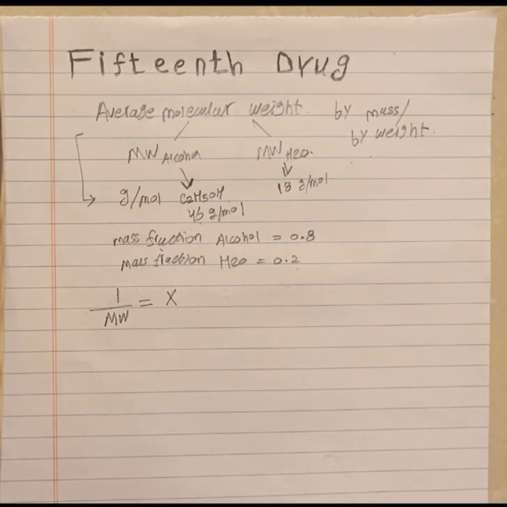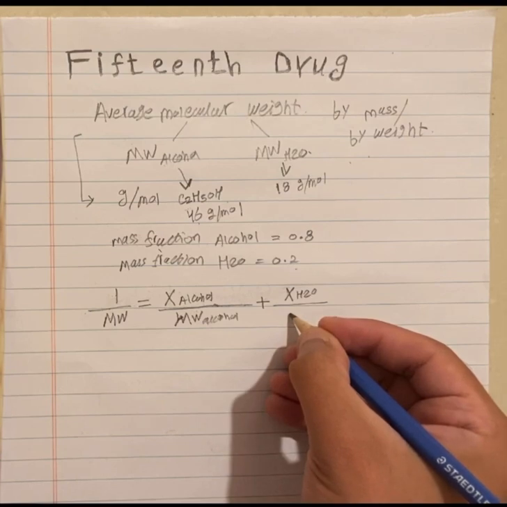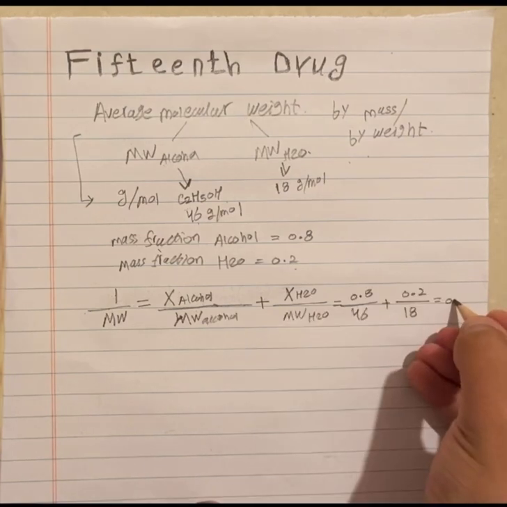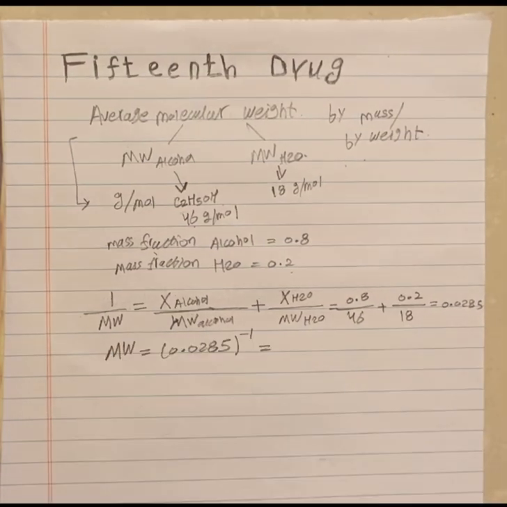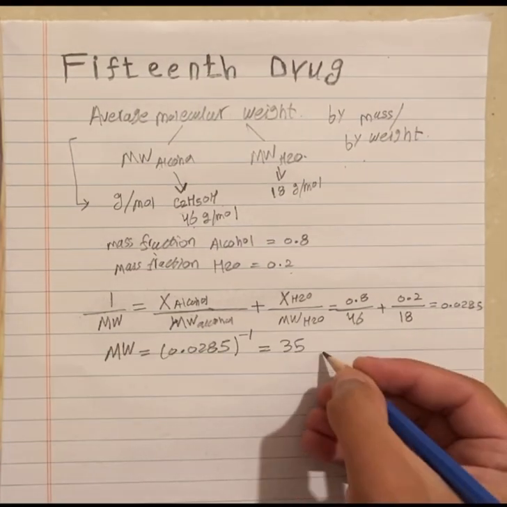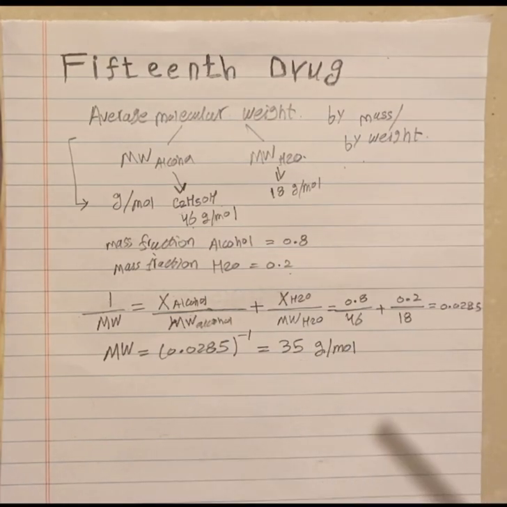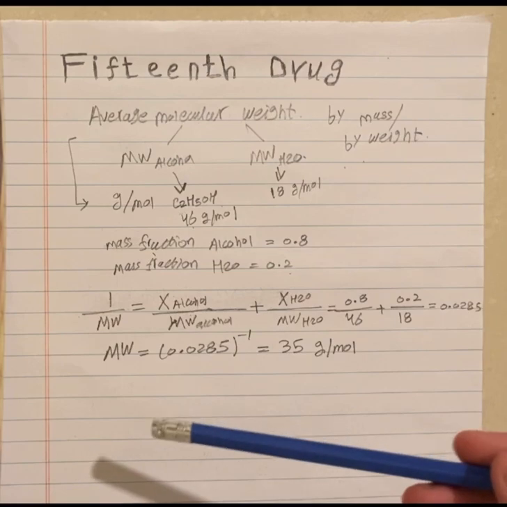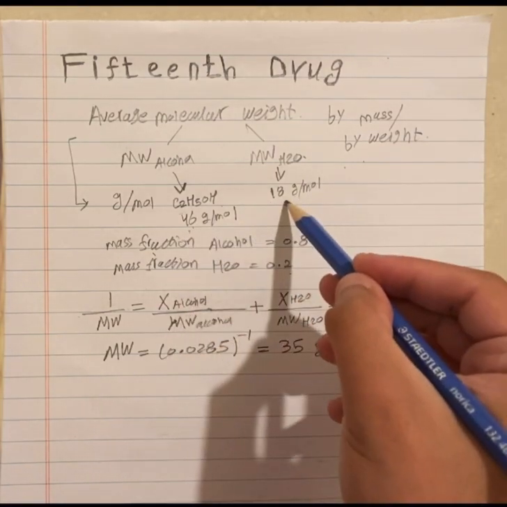If it is mole fraction, we'll call it y. Add to it the mass fraction of water divided by the molecular weight of water, 0.0285. Flip it and then you will find the molecular weight. It's 35. When do you know that you are correct? If you see that the average molecular weight is between the molecular weight of alcohol and the molecular weight of water, which are 46 and 18.